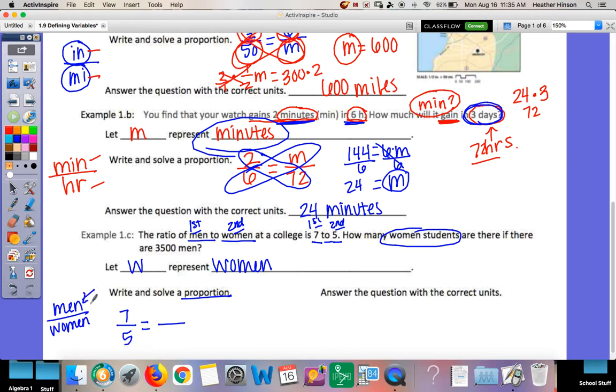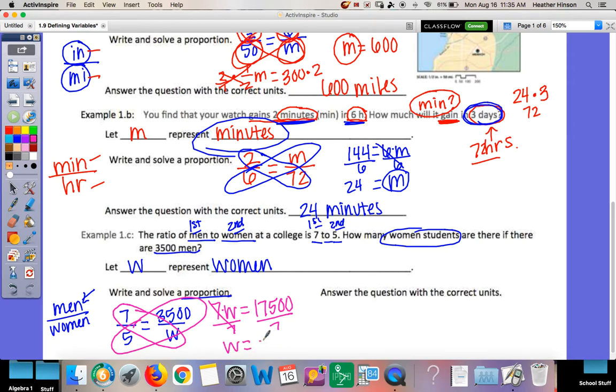And then what's the next one it gave me? It told me 3,500 men, but we didn't know how many women, so we're just going to put W. And then we can cross multiply. So 7W equals 5 times 3,500, which is 17,500. This is 7 times W, so I'm going to divide to get rid of it. So W equals 2,500. And it's W, so our correct units here is 2,500 women.